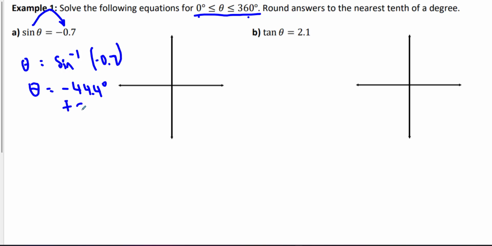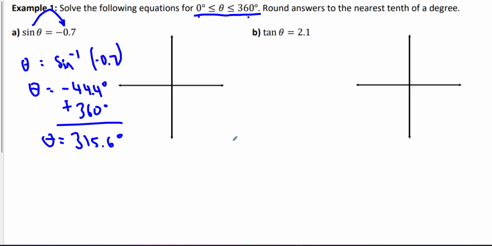And hopefully you remember from yesterday, you can just add 360 degrees to any angle and that will not change the angle's value. And yeah, that's all you gotta do. So what's negative 44.4 plus 360? 315.6 degrees. So that is my answer. That's how easy this is.